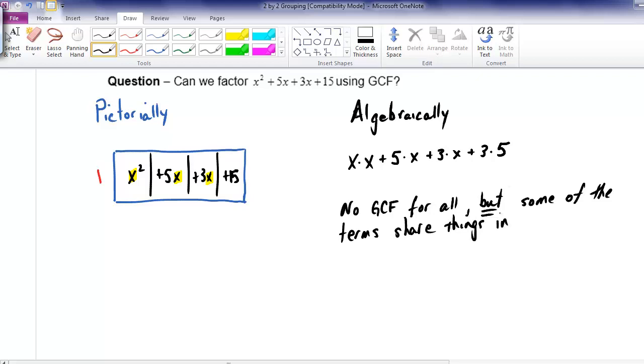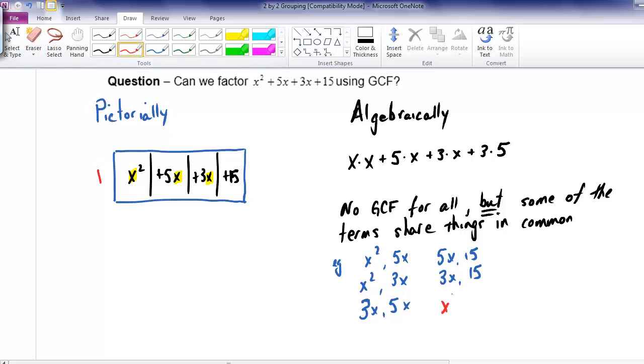So, share things in common. For example, if we just looked at some terms that share things in common: x squared and 5x have an x in common, x squared and 3x have an x in common, and 3x and 5x have an x in common. 5x and 15 have a 5 in common, and 3x and 15 have a 3 in common, but x squared and 15 have nothing in common.